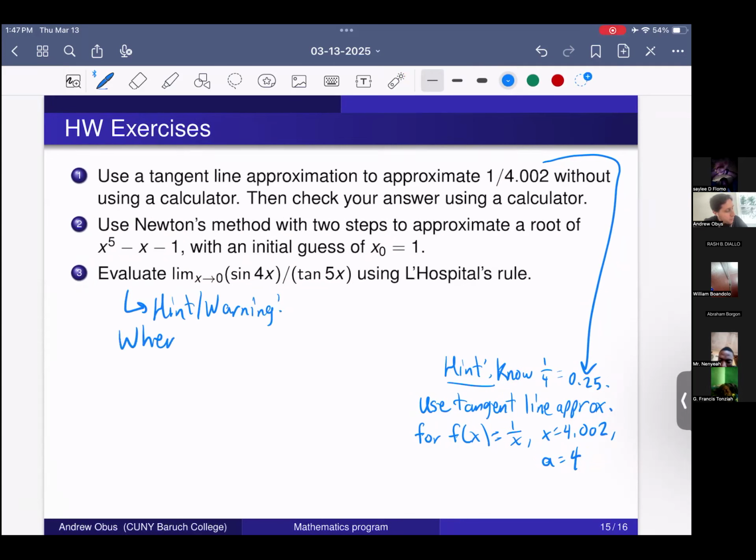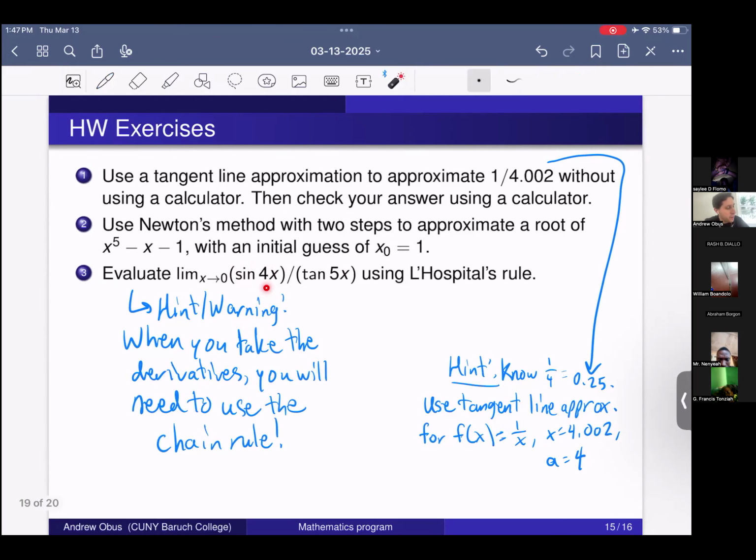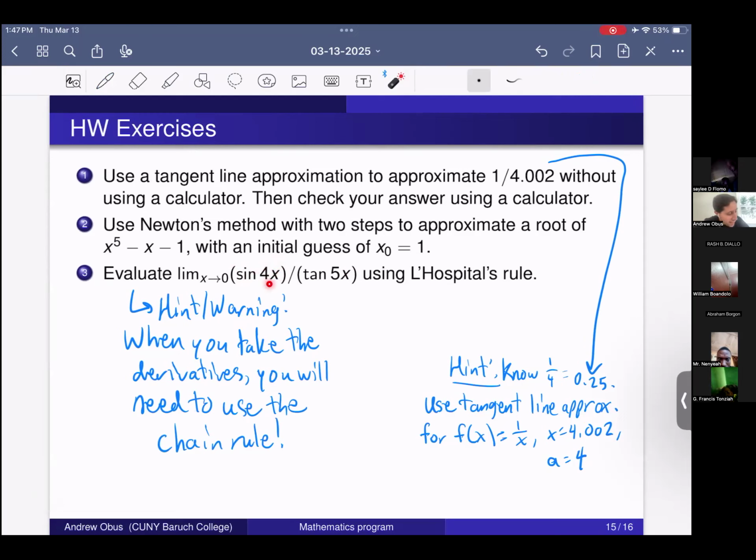My hint, or hint/warning, is that when you take the derivatives here, you will need to use the chain rule. That's because sine of 4x is a composite function, right? You're doing 4x and then you're doing sine. So to use L'Hopital's rule, you have to take the derivative of the top and the derivative of the bottom, and you'll need to use the chain rule in order to do that. So these are the homework exercises for next week, 1 on each of the 3 topics that we discussed today.